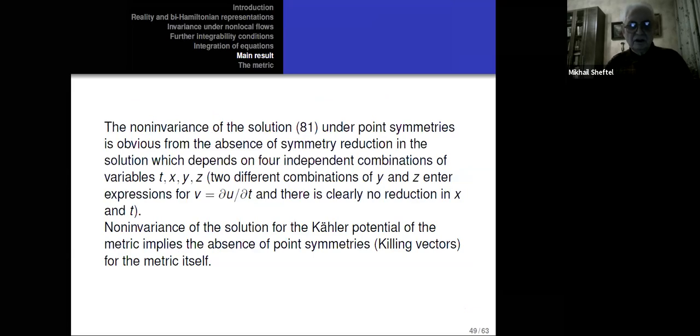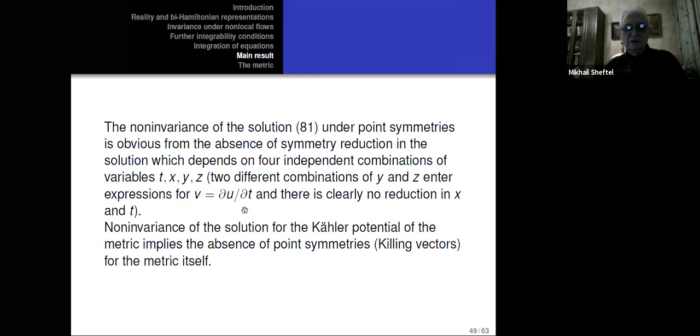Now the non-invariance of the solution under point symmetries is obvious from the absence of symmetry reduction in the solution, because it depends on 4 independent combinations of variables t, x, y, z, not 3 or less of them. You may see that for y and z you have 2 different combinations of them, which enter the expressions for u and for v. And therefore, there is no reduction in y and z, and obviously no reduction in x and t.